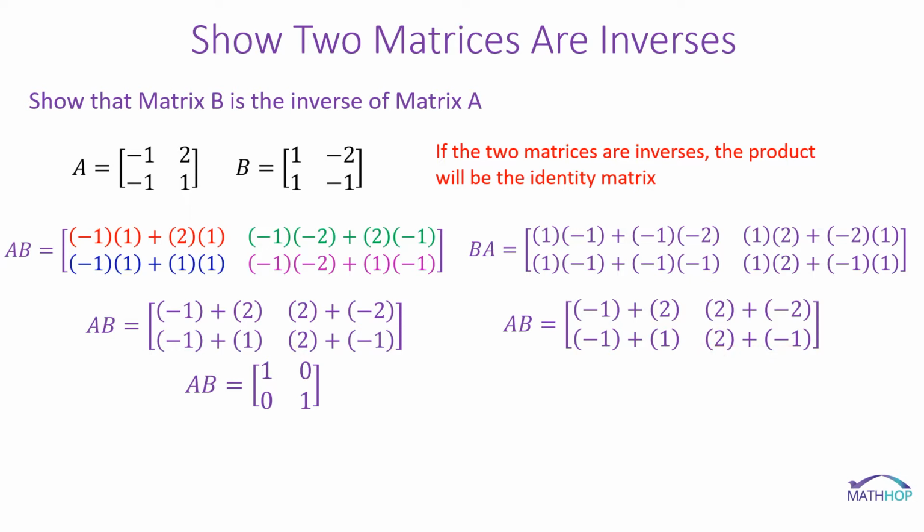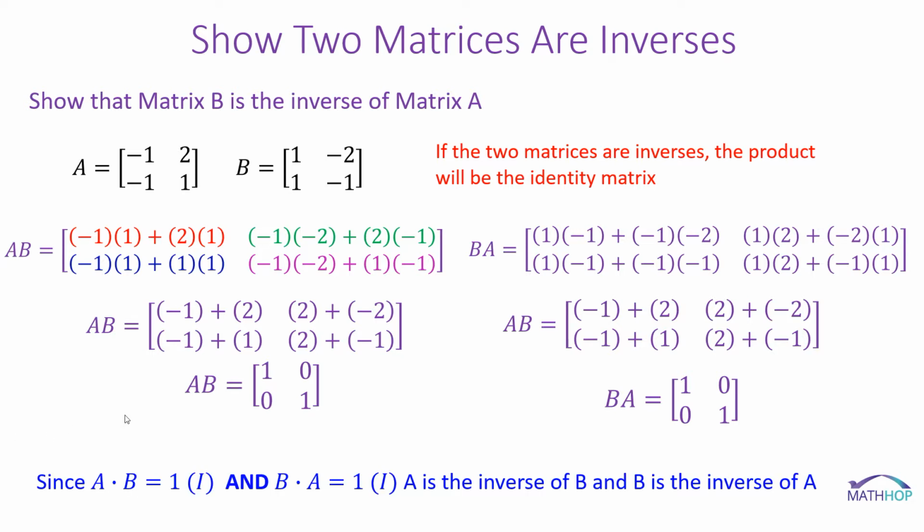So cleaning that all up, we see that B times A does in fact give us the identity matrix. So since A times B does equal the identity matrix, the matrix version of 1, and B times A is equal to the identity matrix, the inverse of B is A and the inverse of A is B. So these matrices are in fact inverses of one another.